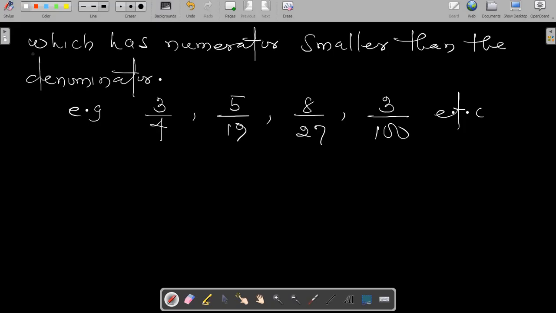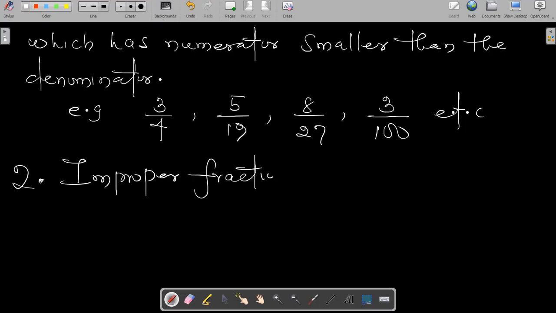So now let's go on to the second type of fraction. We call it an improper fraction. Let me underline this also. This time around, the numerator is greater than the denominator. Now let me also put it into writing.